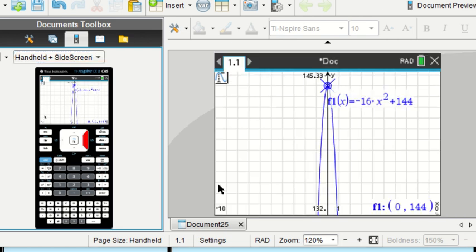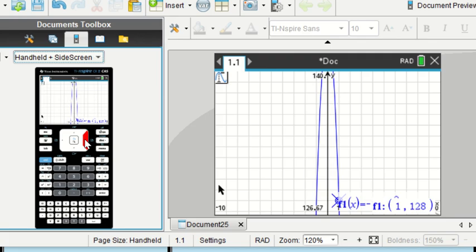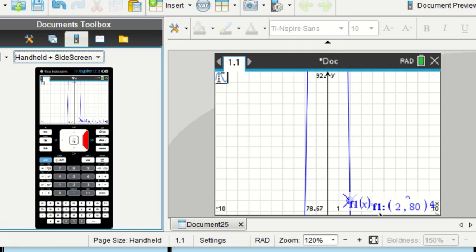So when we go over, at 0, we're at 144. At 1, we're at 128. At 2, we're at 80.